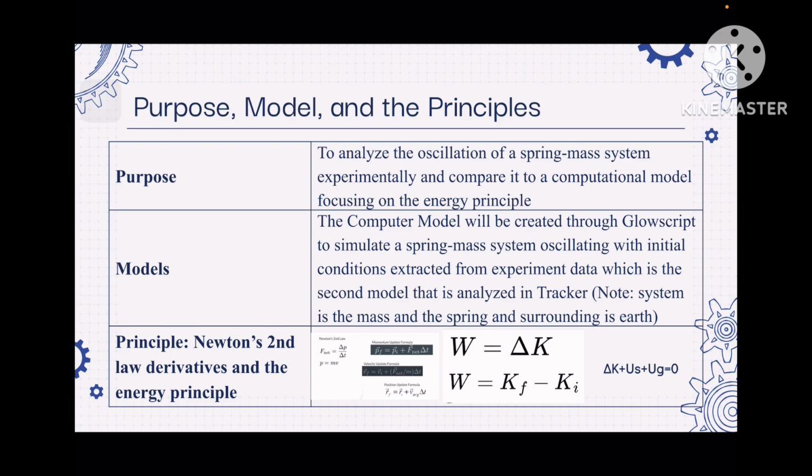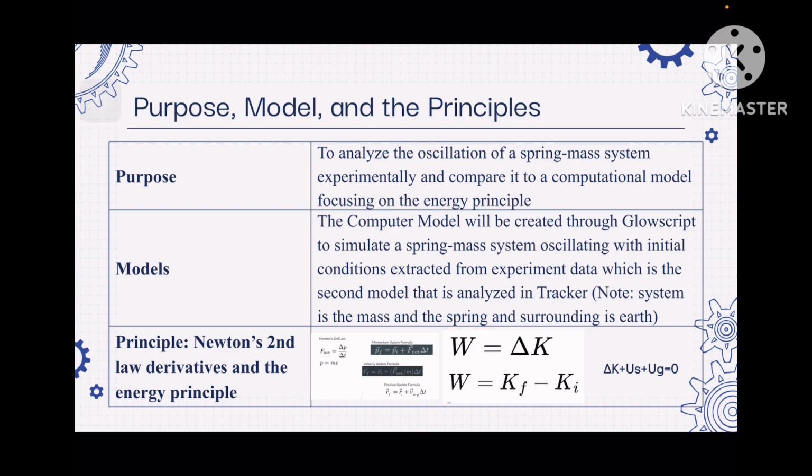The two models that we'll have are the computer model, which will be created through GlowScript to simulate a spring mass system oscillating with initial conditions extracted from experimental data, which is the second model that is analyzed in Tracker. Note that the system is the mass and the spring, and the surroundings are Earth.